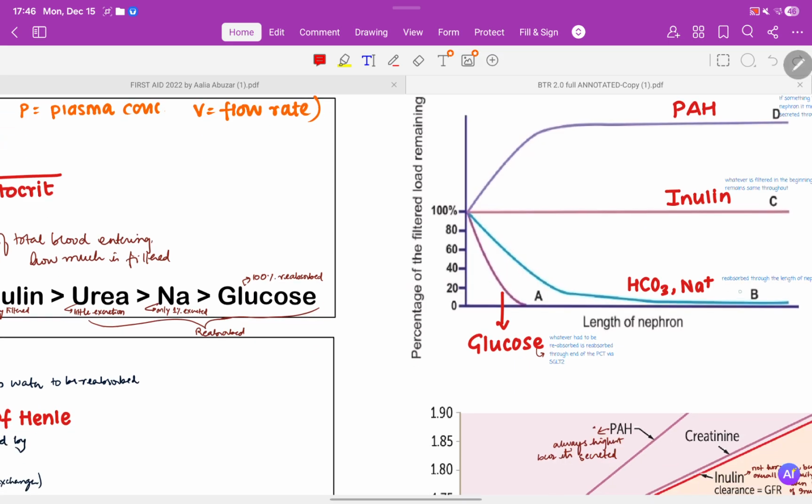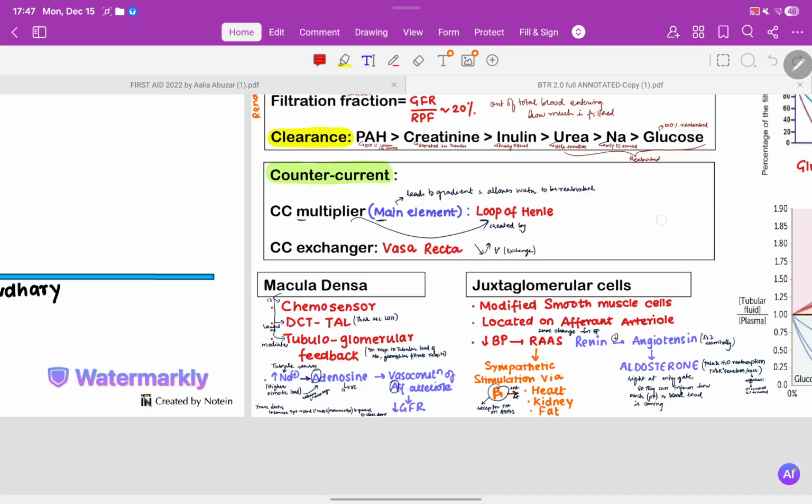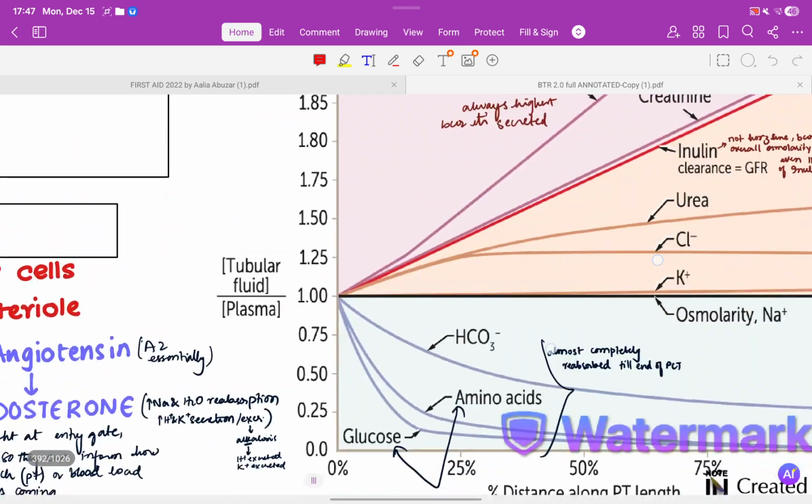Then we have bicarbonate and sodium. These are reabsorbed throughout the length of the nephron, but mainly in the PCT. So we see an initial decrease in the initial phase, then it becomes kind of constant, because initially more is reabsorbed, but it is still reabsorbed throughout the length of the nephron. Glucose is reabsorbed in the PCT via SGLT2. If you remember, SGLT1 was in the intestine; SGLT2 is in the kidney. So whatever glucose is reabsorbed is reabsorbed in the PCT, so the graph ends very soon. It's not constant throughout. Now this is the other graph.